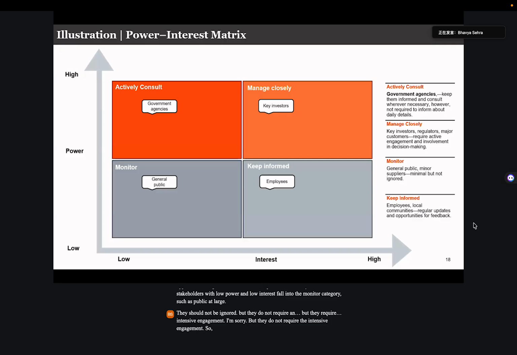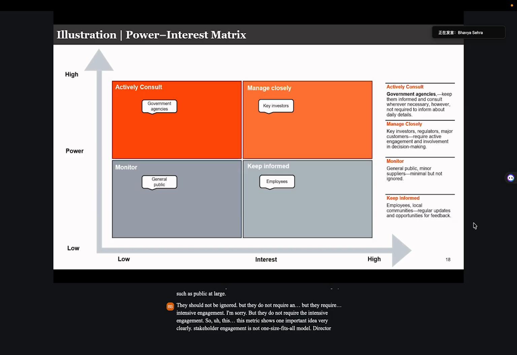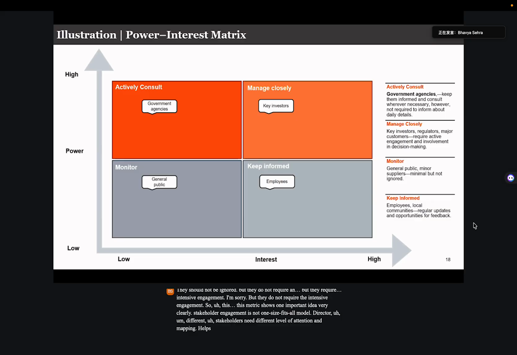So this matrix shows one important idea very clearly. Stakeholder engagement is not a one size fits all model. Different stakeholders need different levels of attention, and mapping helps companies use their time and resources smartly.